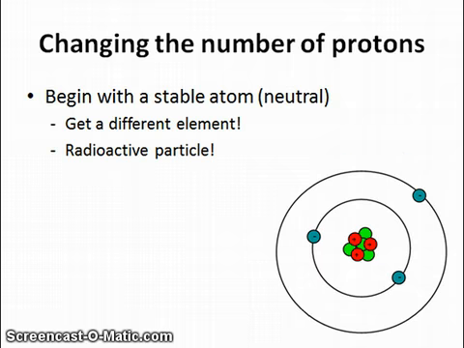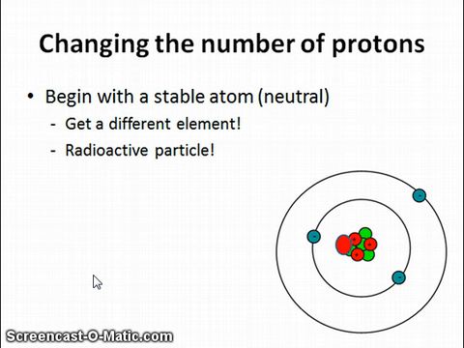So let's keep on playing with changing the number of protons. We begin with a stable atom, and again we have our lithium atom. Now let's suppose that we add a fourth proton right here. So we no longer have 3 protons, now we have 4. We see that the number of neutrons and electrons stays the same. So because we now have 4 protons, the atomic number changes, and this is a different element. It's no longer lithium, it will be beryllium.